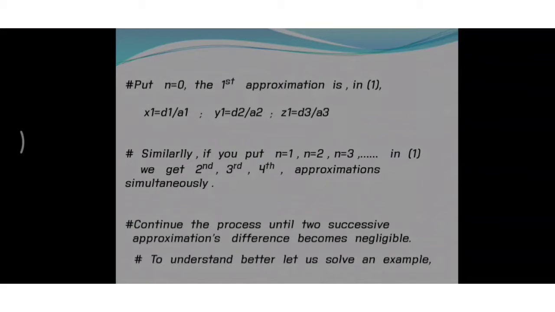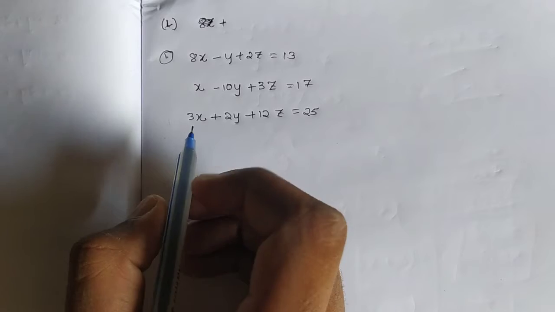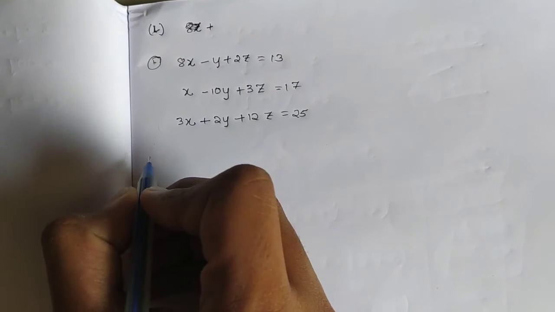Now continue the process until the difference between two successive approximations becomes negligible. That means after the point we should get at least minimum 3 zeros. Now to understand better, let us solve an example. Now here is the example. Let us solve this to understand better.